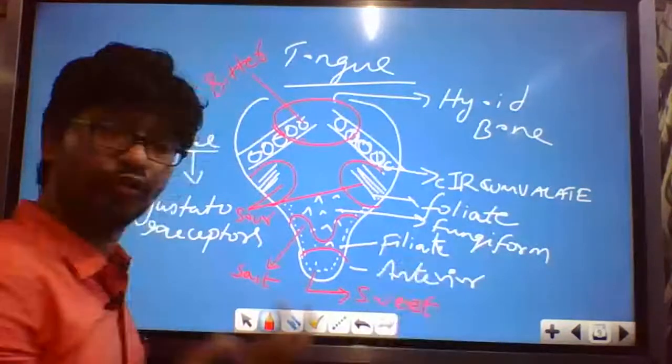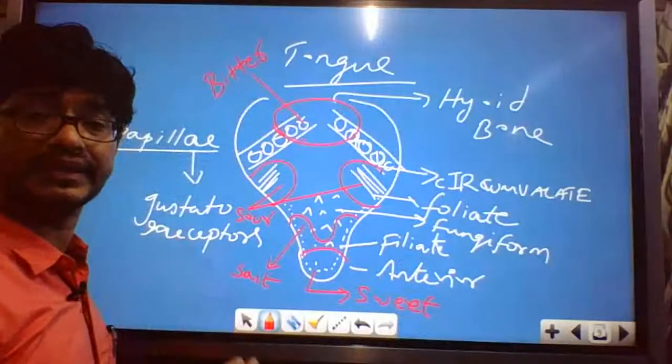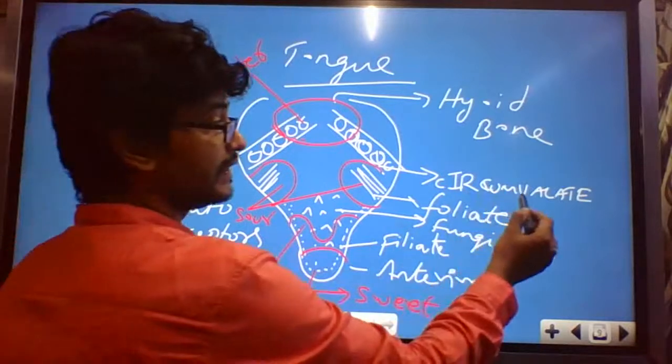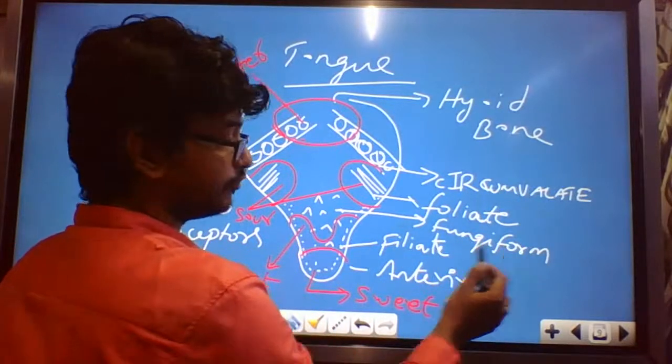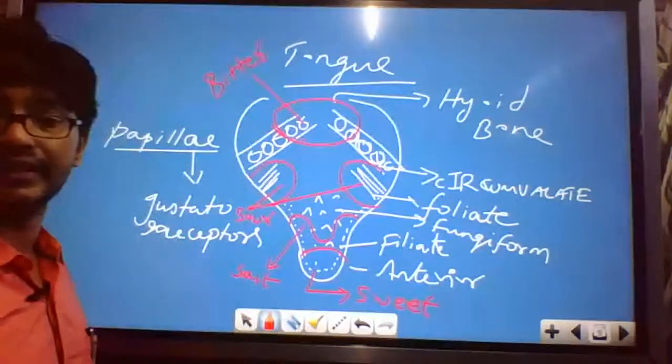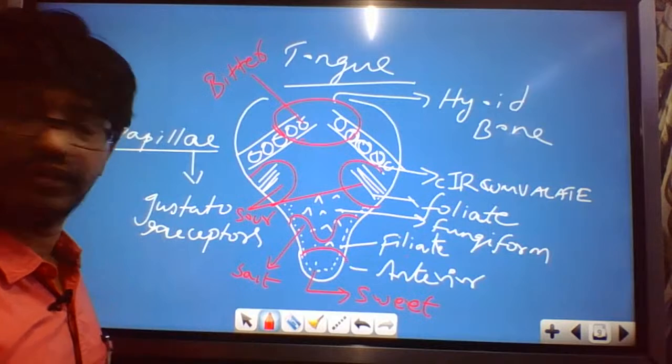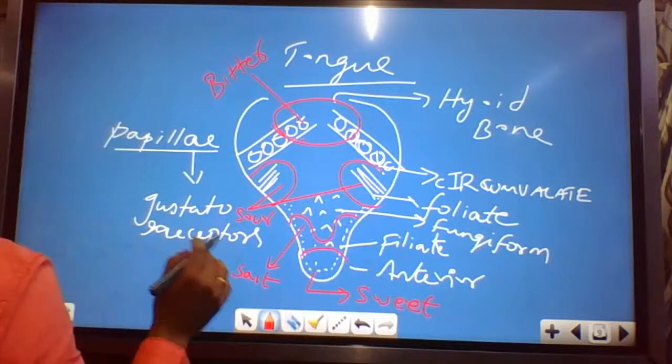All of these come from the four papillae; the receptors come out from the four papillae. This gives the signals to your brain. So circumvallate, foliate, fungiform, and we have the filiform. These are the four types of papillae that you could see on the surface of the tongue. Okay, so this is about the tongue that we have discussed now.